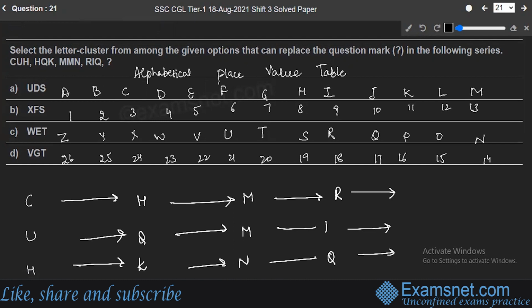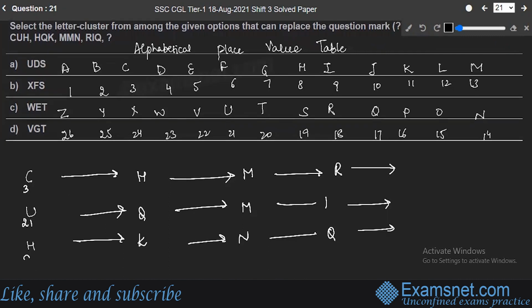Let's write down the place value for all these alphabets. C is at 3, U is at 21, and H is at 8. H is at 8, Q is at 17, K is at 11, M is at 13, N is at 14, R is at 18, I is at 9, and Q is at 17. Okay. So now see, from 3 to 8, you have to move, you will add 5 to it. From 21 to 17, you'll subtract 4. Here you will add 3.